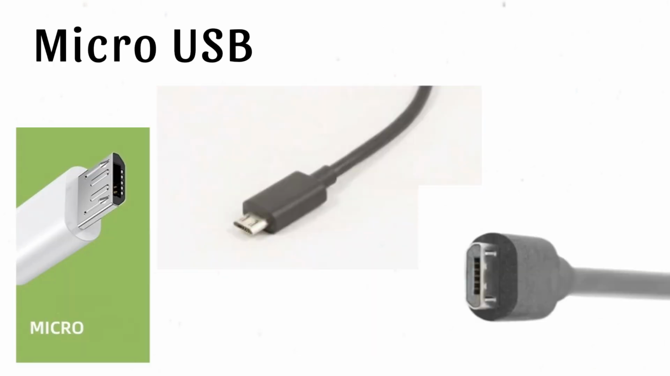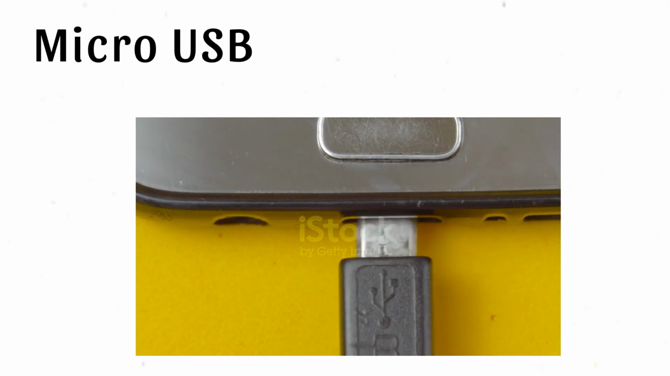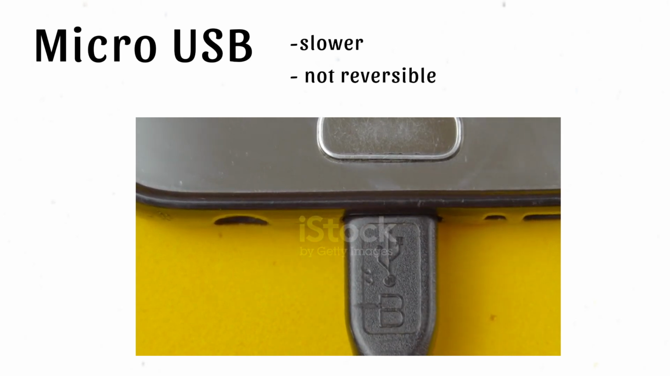Micro USB. It was widely used in older smartphones and other small electronic devices. It supports charging and data transfer. However, it is slower, and it is not reversible.